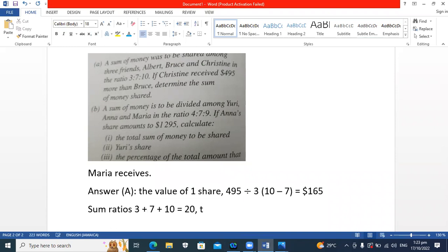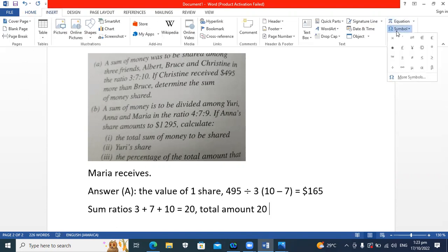All right. So the total share, the total amount, will be 20 multiplied by what? 165. You all see that? What do you get? 3,300. All right. So you can actually work out how much Christine gets.